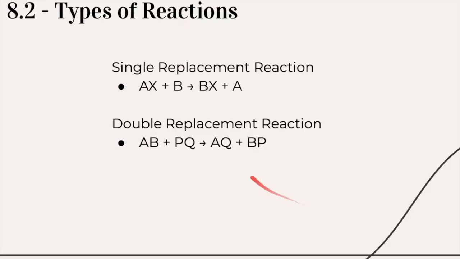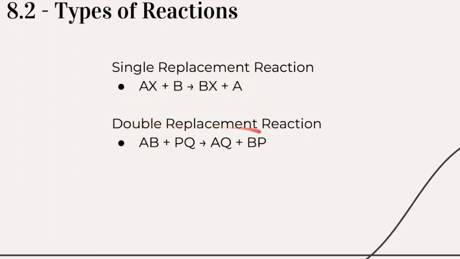Then we have single replacement reaction, which is basically an A-B swap. You can see here that A is paired up with X, and here B is paired up with X. I try to think of this one as you have to look at the reactant that is alone as a bully, and that's going to kick out the one that isn't alone and leave it by itself. That's how I think of it. The one that's alone doesn't want to be alone, kicks it out, and leaves it alone.